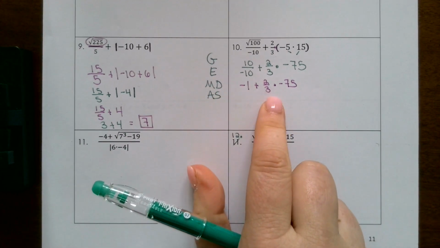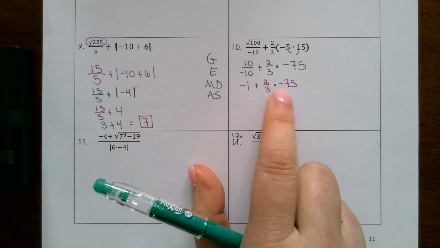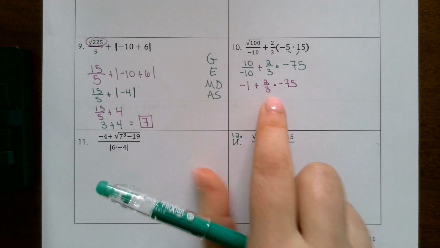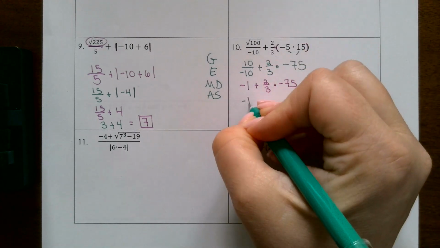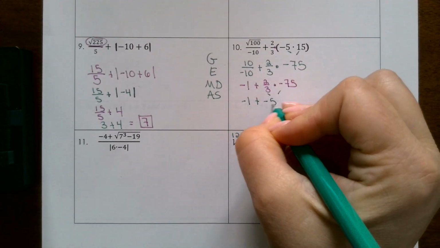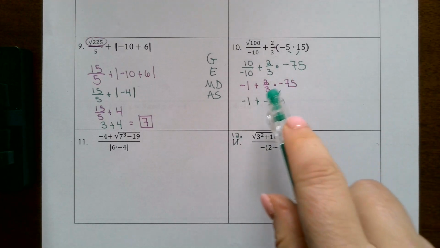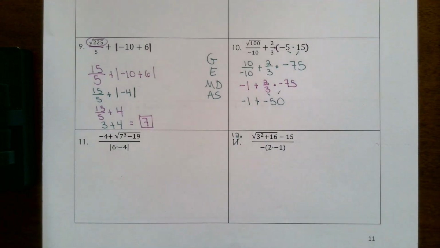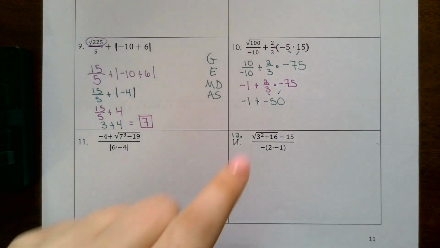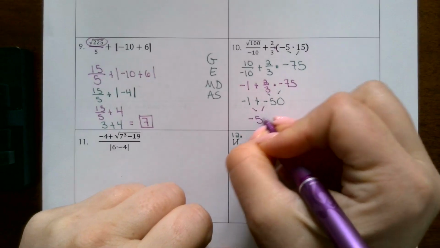Multiplication, right here, I've got to multiply 2/3 times negative 75. Certainly you can do this in your head, but if you can't or you want to use Desmos, you are allowed. So I have negative 1 plus negative 50, because 2/3 times negative 75 is negative 50. What is negative 1 plus negative 50? Last step, it's negative 51.